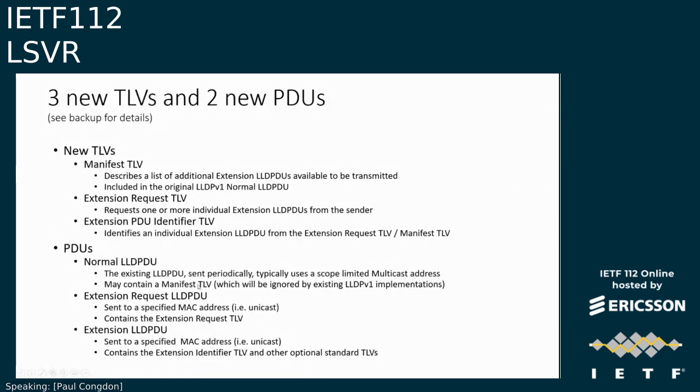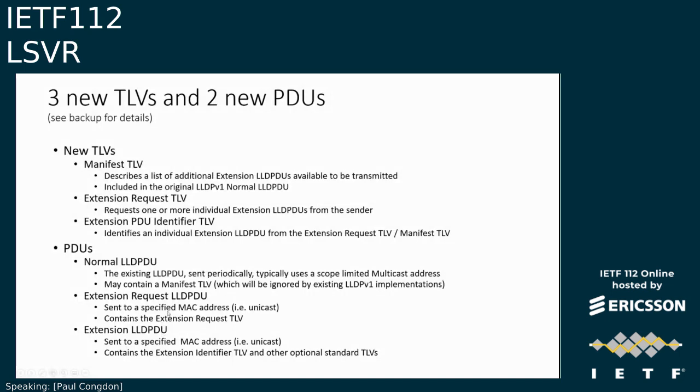Because this manifest TLV wasn't defined in the first version, backward compatible implementations would simply ignore it. That's how the protocol was specified. They would store it perhaps as opaque data, but they would ignore it. And then these new PDUs are extension request and the actual extension PDU itself.